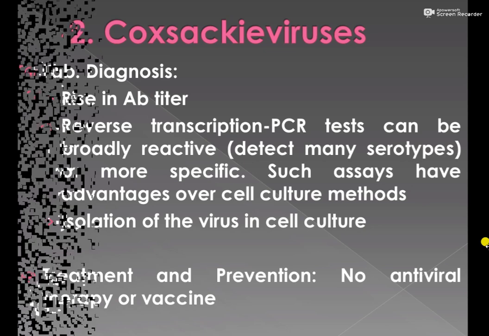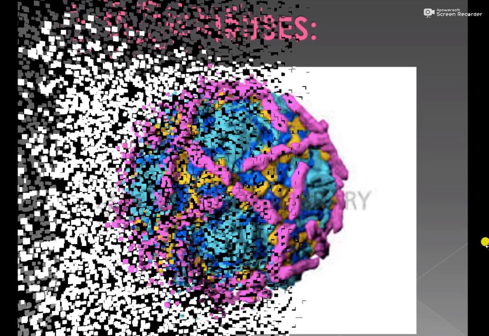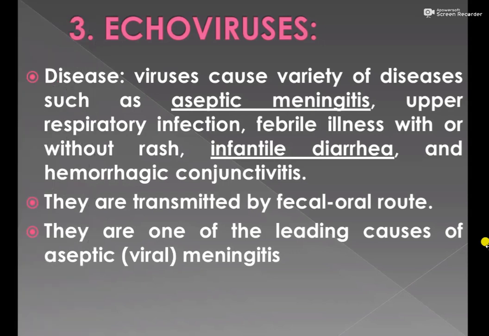The third one in the enterovirus family is the ecoviruses. These viruses cause a variety of diseases, mainly aseptic meningitis, upper respiratory tract infection, febrile illness with or without rash, and infantile diarrhea. It may also rarely cause hemorrhagic conjunctivitis.